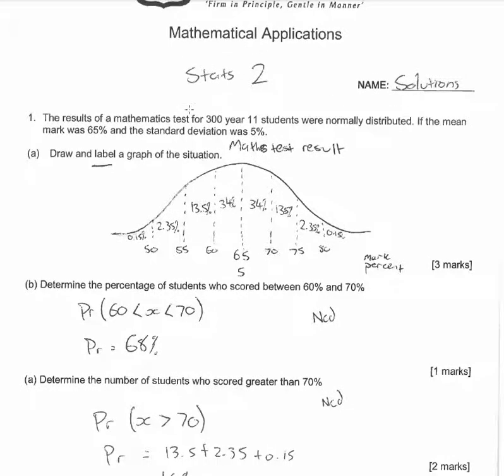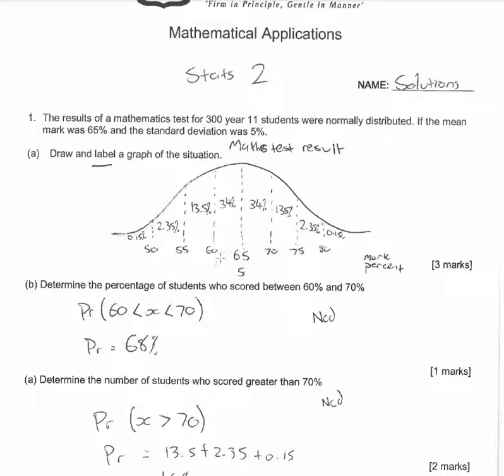It says here, a mathematical test for 300 students were normally distributed. If the mean was 65% and the standard deviation was 5%, draw and label the graph of the situation. So basically what you want to do with this one is draw up a graph of standard distribution. It's worth 3 marks. You're going to make sure that you label each part of it. So we've got the mean of 65 and a standard deviation of 5.